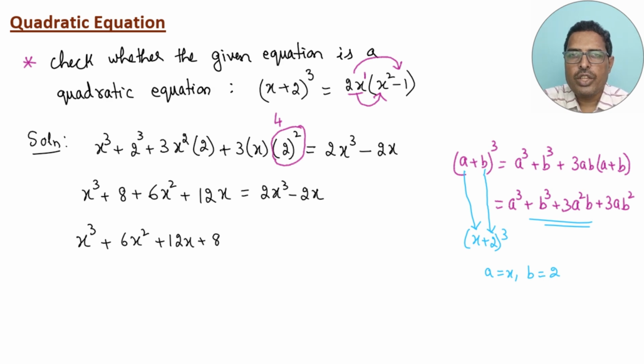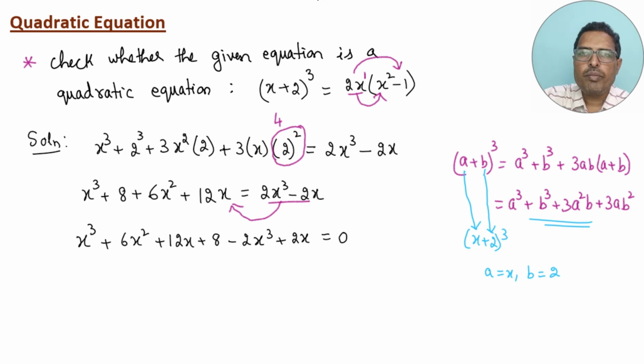And now let us take this value on the right hand side and shift that to the left hand side. So what happens? This plus 2x cube will become minus of 2x cube. This minus of 2x will become plus 2x, is equal to how much? Is equal to 0. Now let us try to further simplify this one.